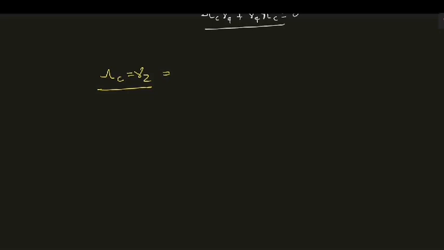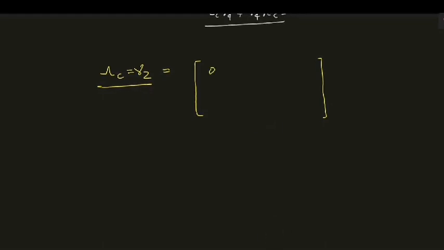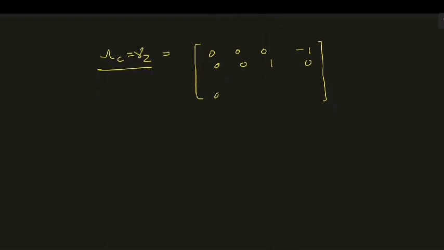What is gamma 2? Gamma 2, you know, is equal to the matrix with rows 0 0 0 minus 1, 0 0 1 0, 0 1 0 0, minus 1 0 0 0. So this is your gamma 2. Okay, now as always, what we used to do is to see its action on the particle.